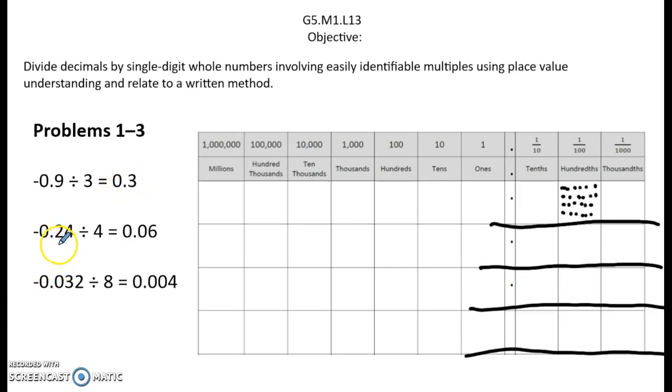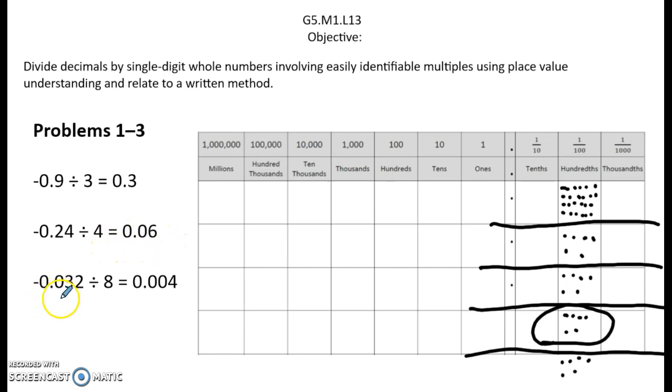In this second problem, I have 24 hundredths. So I'm going to start with 24 hundredths, and I'm asked to divide it into 4 groups. 1, 2, 3, 4, 5, 6, 7, and so on up to 24. And when we complete this, we see that we have 6 in each group, or 6 hundredths. Therefore, 24 hundredths divided by 4 equals 6 hundredths.